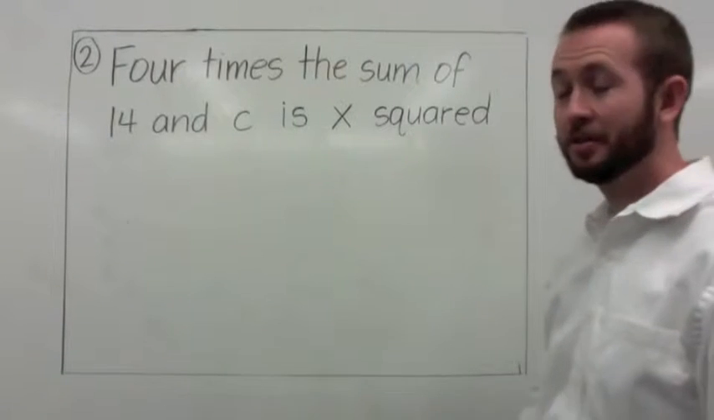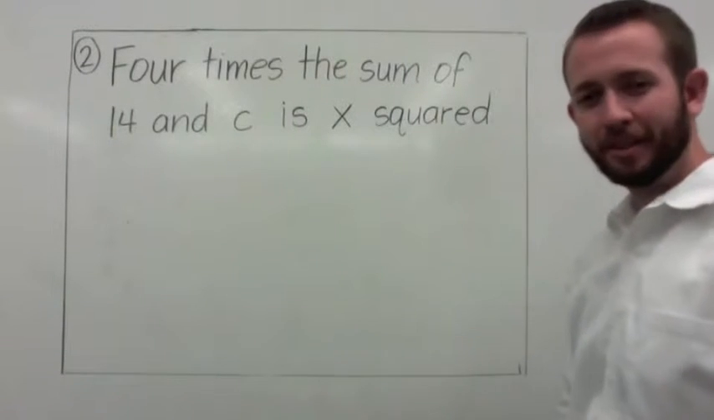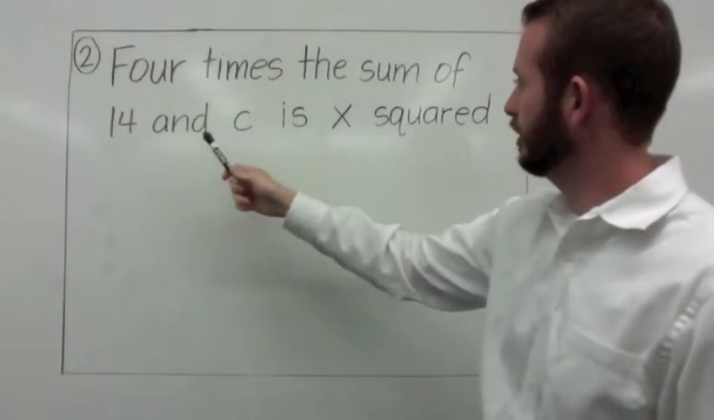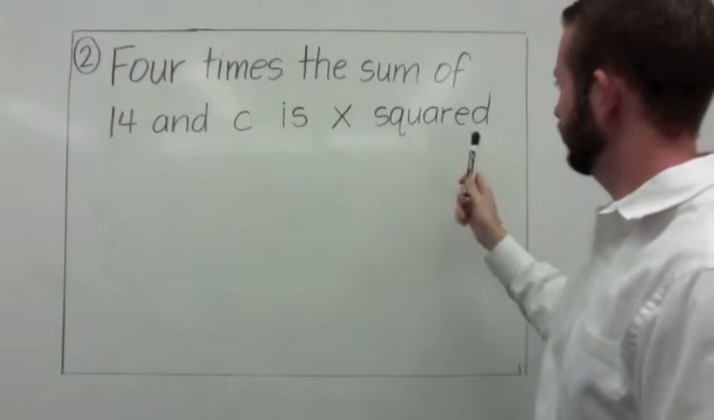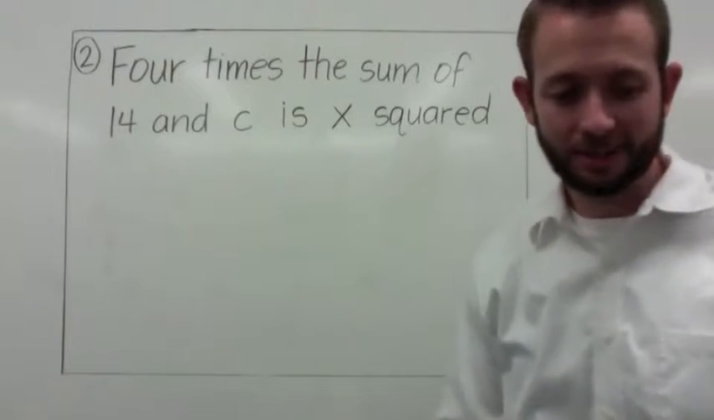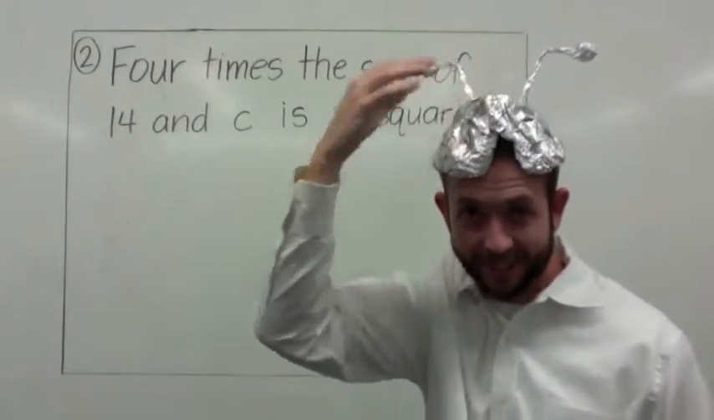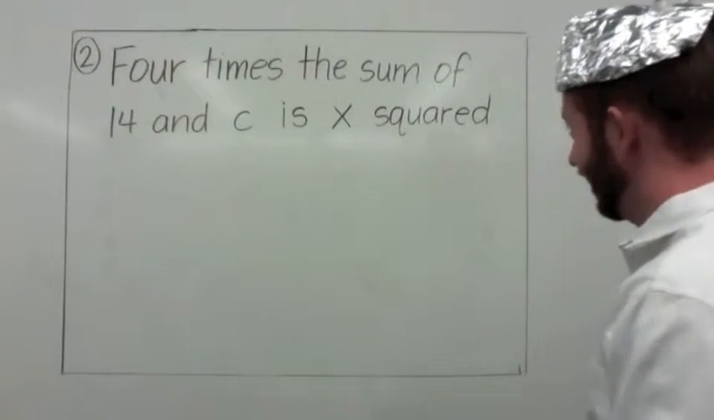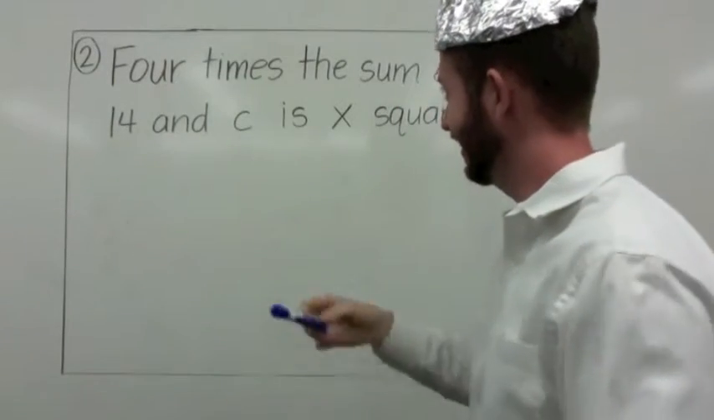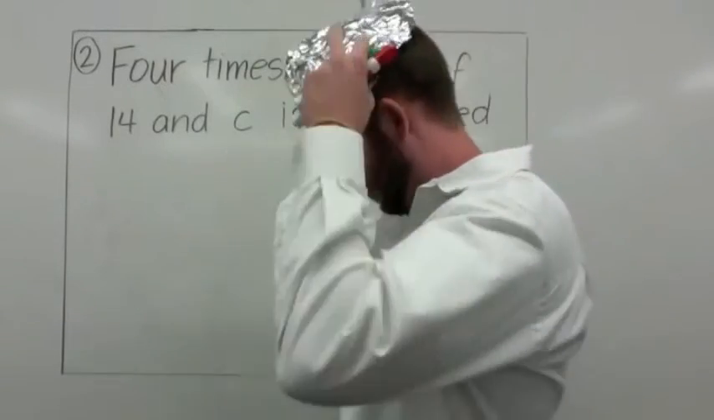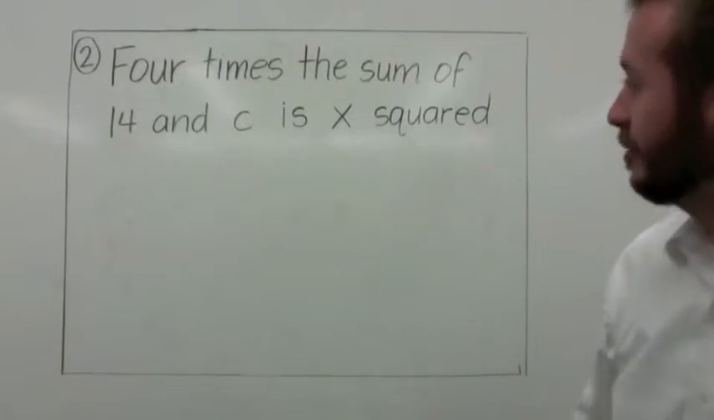All right, now we're going to do another problem. And this one I want a little bit more interaction on. 4 times the sum of 14 and c is x squared. Let's go ahead and put our thinking caps on. We got our thinking caps on. Now, don't giggle. 4 times the sum. All right, let's do 4 times this. This feels funny. 4 times the sum.